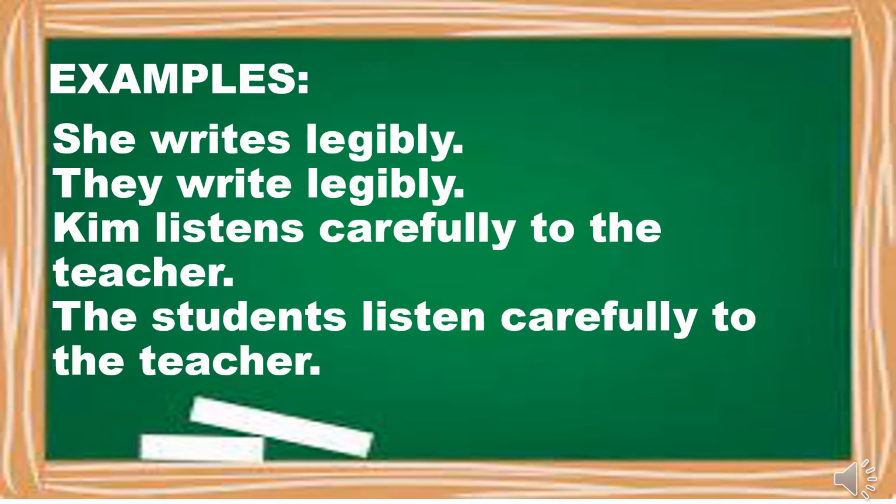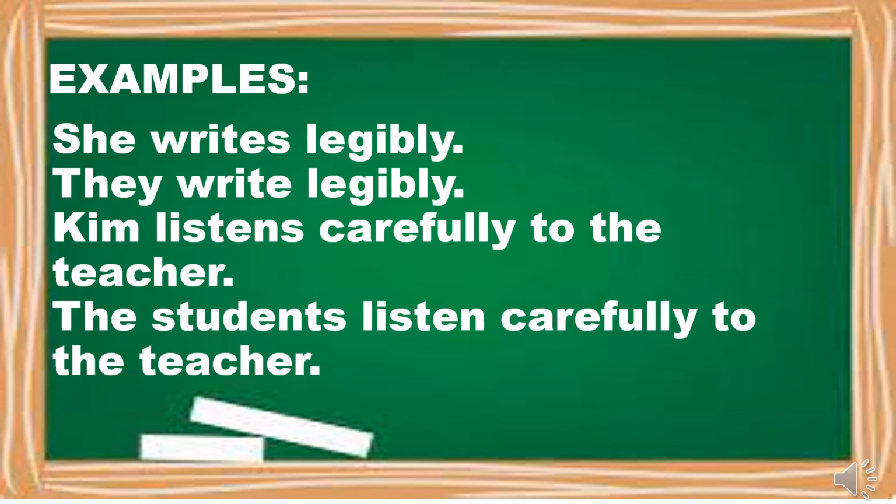To understand more about subject-verb agreement rule number 1, just pay attention to these examples. Number 1, she writes legibly. The noun here is she, which is a pronoun, and the verb is writes because she is only one, or singular, and the verb should be singular also. Number 2, they write legibly. The noun here is the pronoun they, and they stands for many. That is why our verb here is also plural, without s or es.